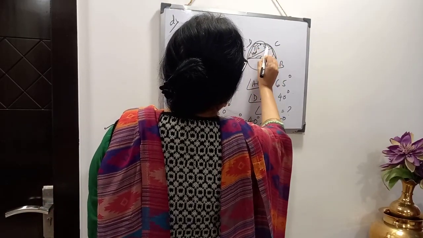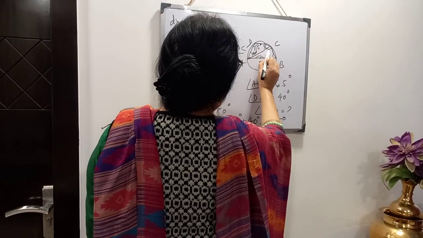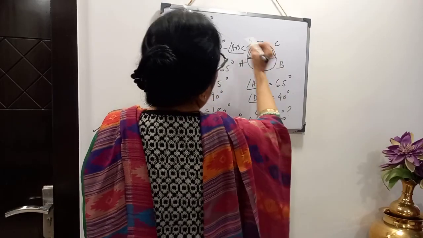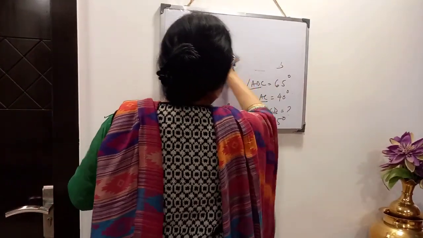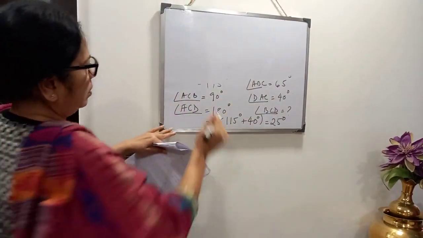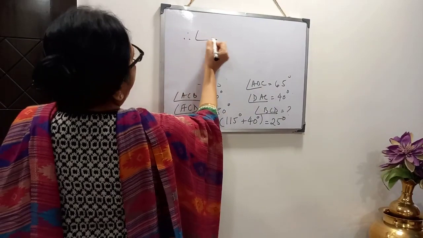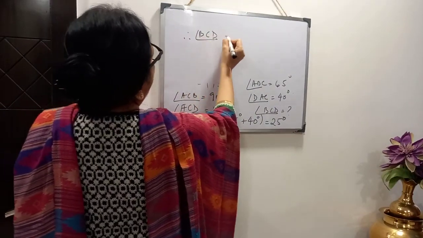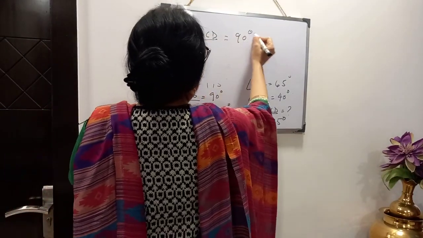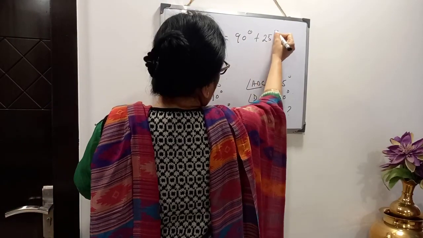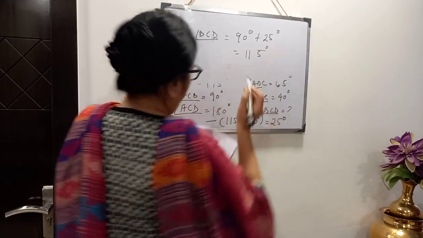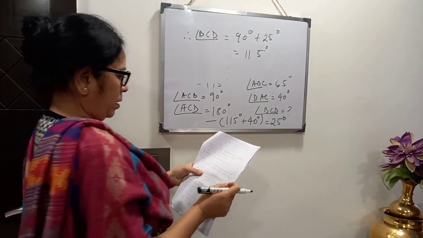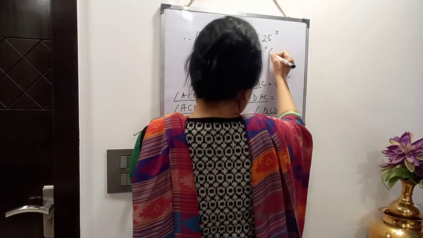BCD. BCD means this plus this. This we have got 90 and this 25, so we'll add. Therefore, angle BCD will be 90 degrees plus 25 degrees, which is 115 degrees. Third option.